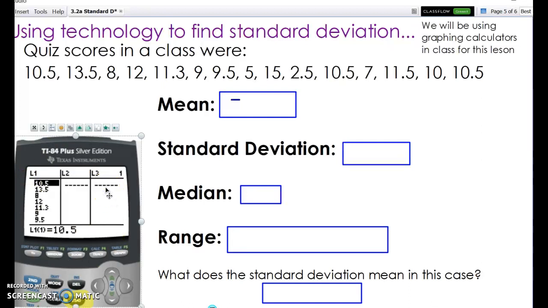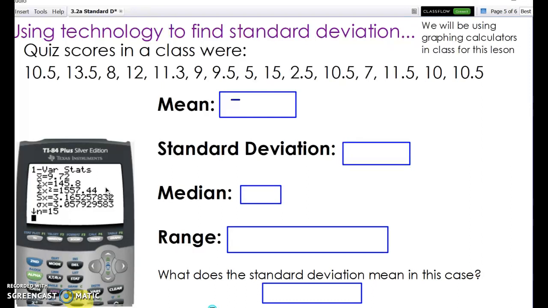Once you have your list in there, we're going to be able to get to this special list talking about our variable statistics. This is going to tell us our mean, our standard deviation, our median, and it's going to help us find the range really, really quickly. For our mean, when we're looking at our calculator, our mean is represented by this x with a line over it. It looks like we have 9.72. So that would tell us that our mean, x with a line over it, equals 9.72.